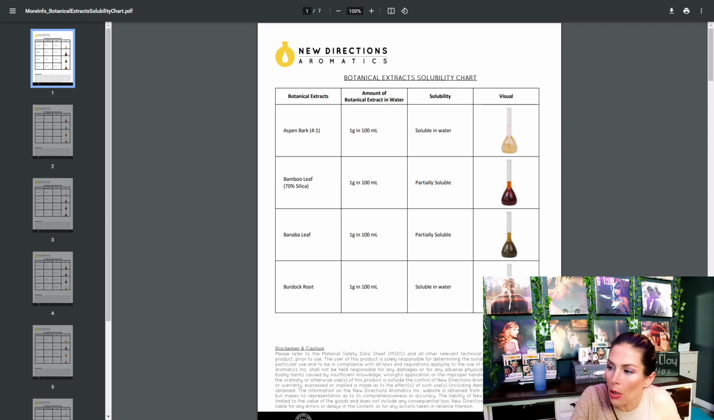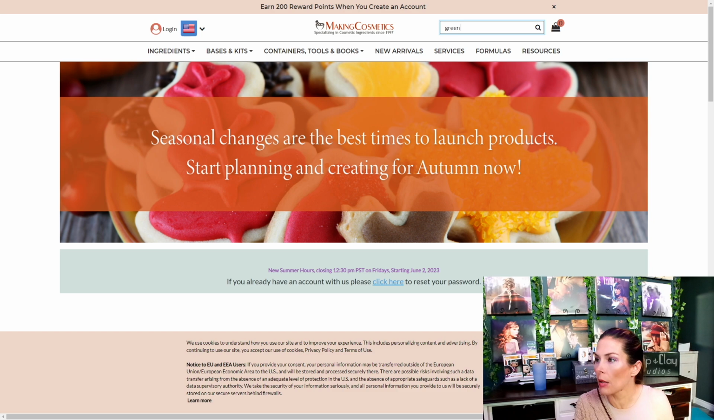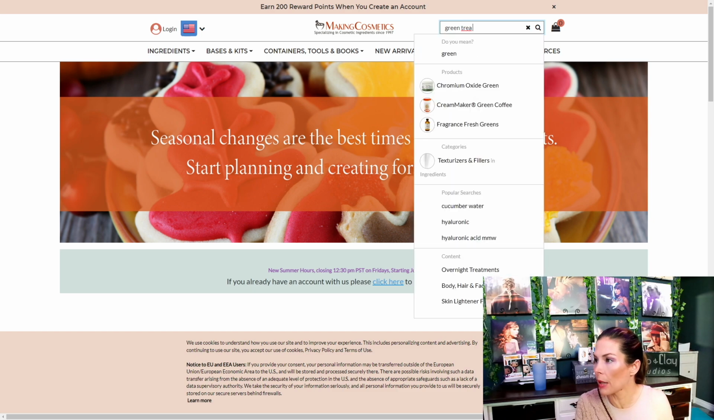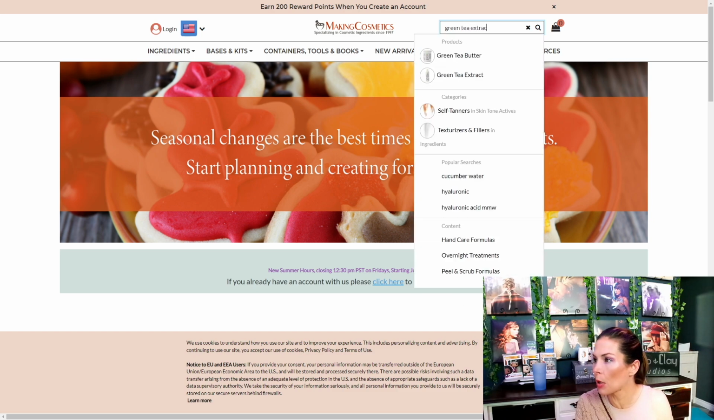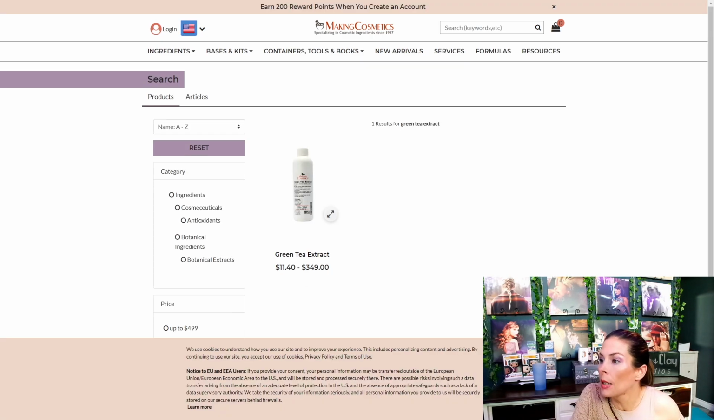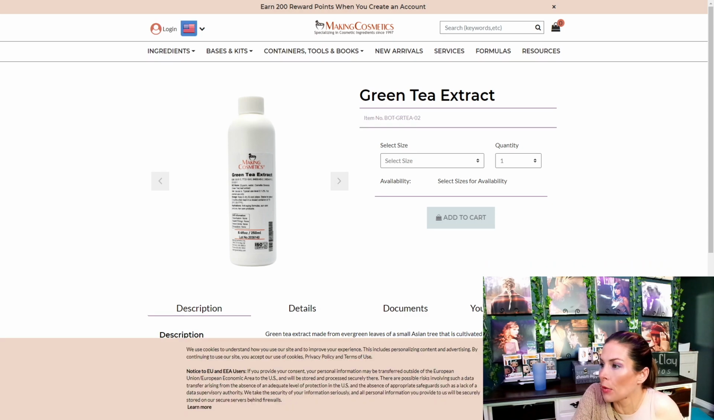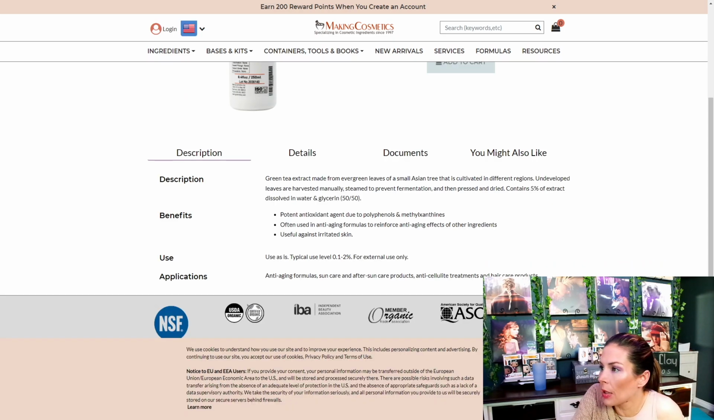One of the problems, though, that we're going to come into contact with is, well, it's powder, right? And let's say you want to work with only liquids. So where do we go then? Well, let's see what Making Cosmetics has in the form of a green tea extract. And look at that, they do have a liquid version, so let's check that out. So, description, we have the extract is made from the evergreen leaves, okay. And it's actually talking about the distillation, so I approve of that.